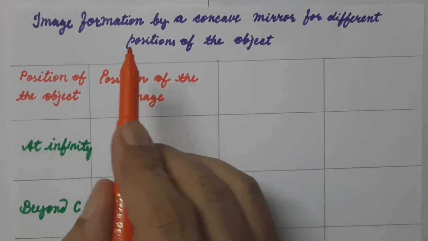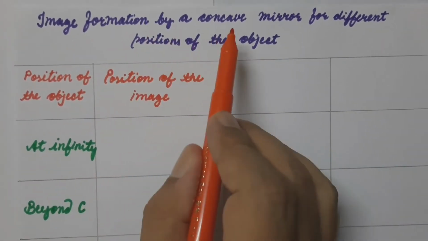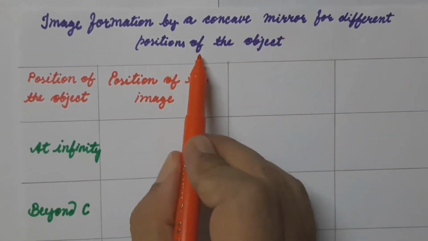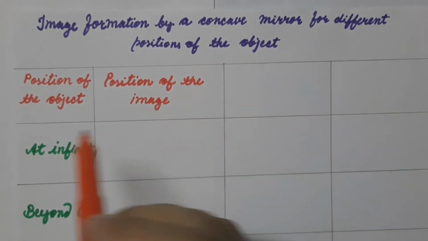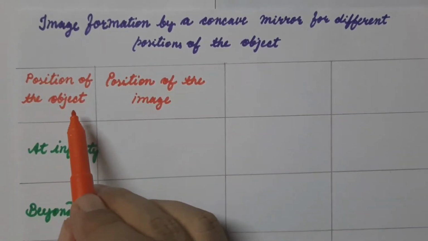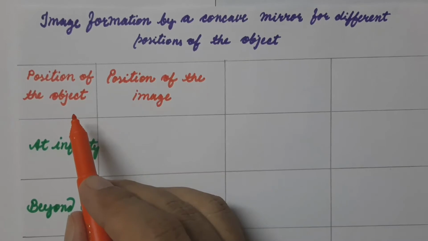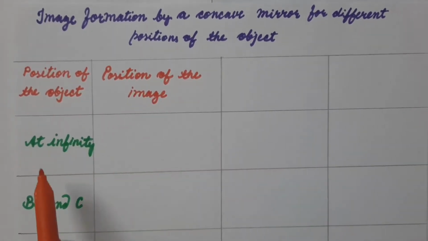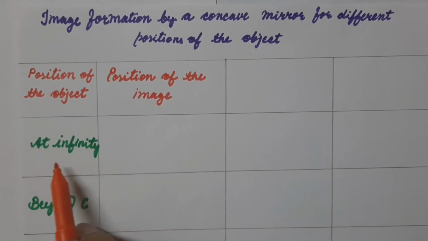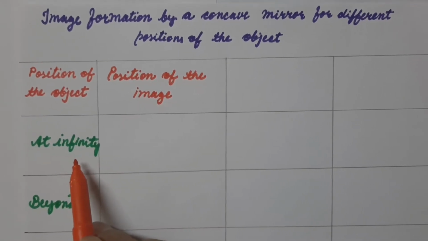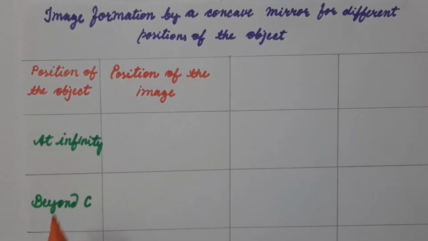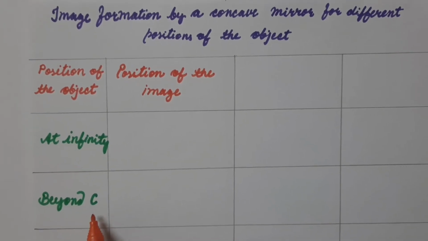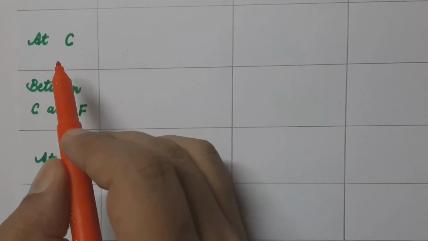Now we will discuss image formation by a concave mirror for different positions of the object. First of all, we will write position of object. Let us understand where we can place the object on the optical bench. First of all, at infinity. What does it mean? At infinite distance from the mirror. Second, beyond C. C means center of curvature.